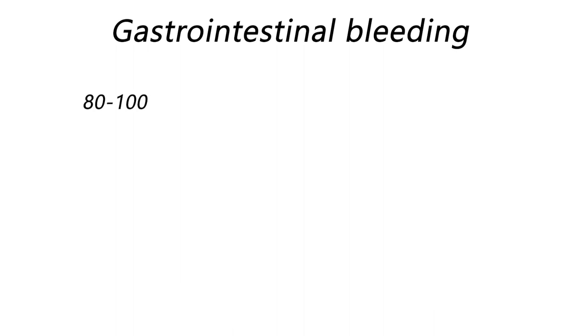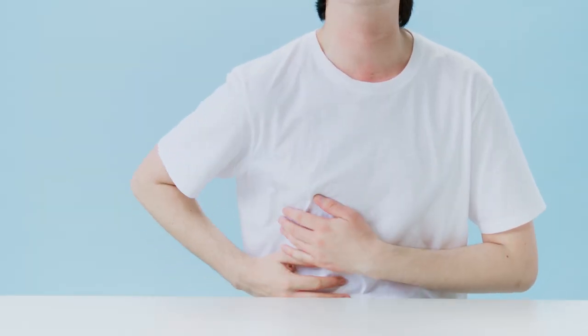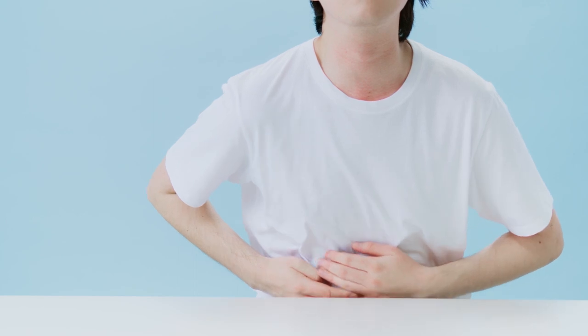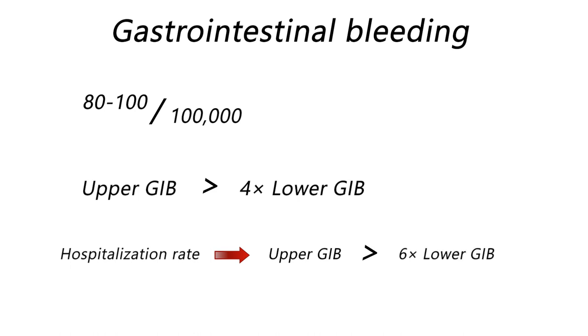Approximately 80 to 100 cases per 100,000 persons suffer from GI bleeding every year. Bleeding from the upper GI tract is 4 times more common than lower GI. The symptoms, causes, and risk factors of upper GI bleeding are different from the lower type. The hospitalization rate of upper GI bleeding is estimated to be 6 times more than lower GI bleeding.